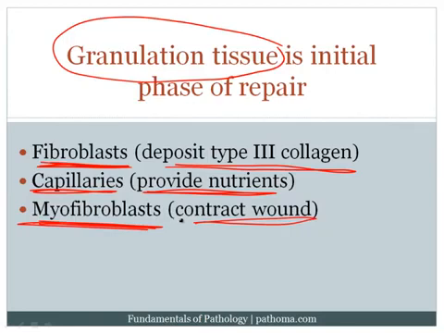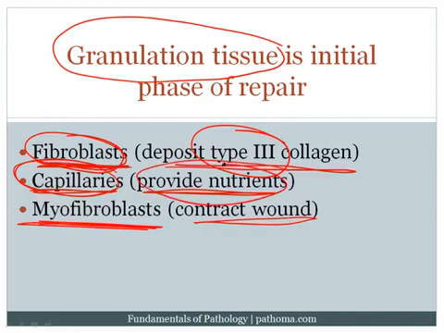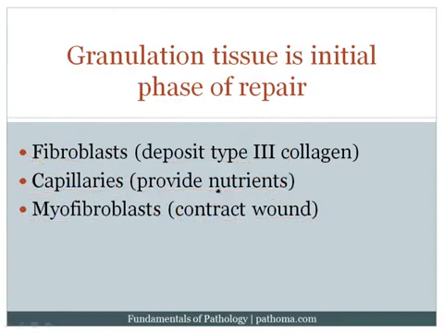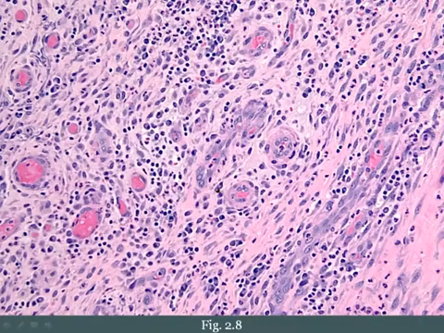Now, granulation tissue consists of fibroblasts, and the fibroblasts deposit type 3 collagen. It consists of capillaries, and the capillaries provide the nutrients. And then the granulation tissue also consists of myofibroblasts, and these contract down the wound. I'll talk about this in a little bit more detail in a few slides, but let's look at a picture first.